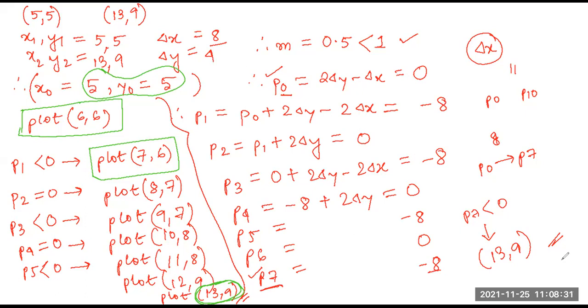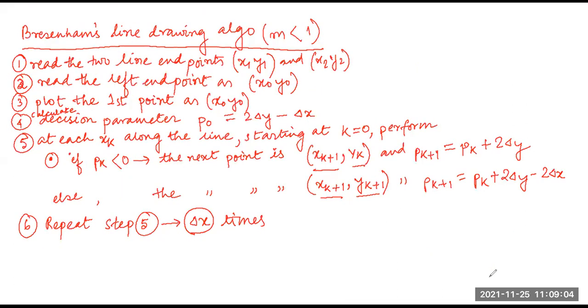The line endpoints are 2, 2 and 12, 10. Use the Bresenham line drawing algorithm to predict the pixels between these two points, 2, 2 and 12, 10. I will ask after 2 minutes, somewhere, so that it doesn't create a problem for you. Do this between 2, 2 to 12, 10 so that it is practiced in the class only.